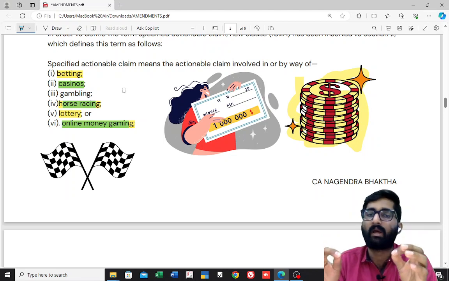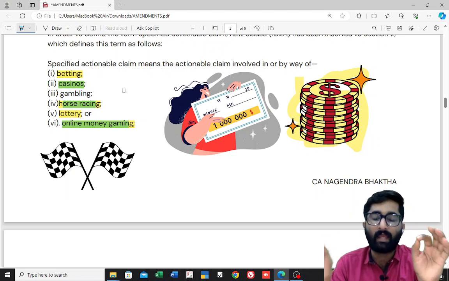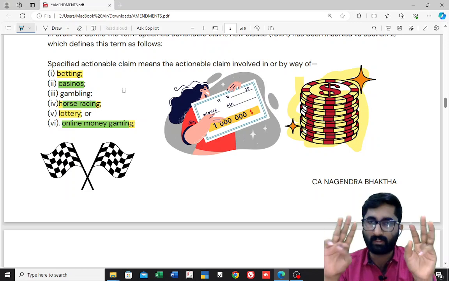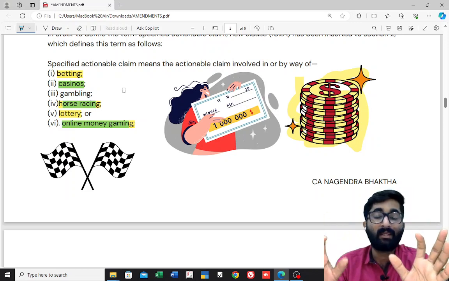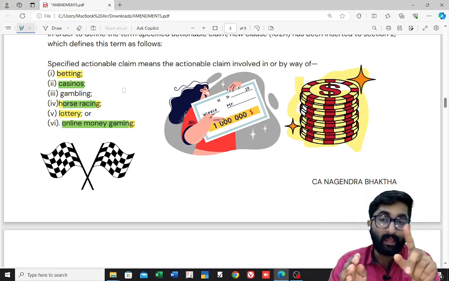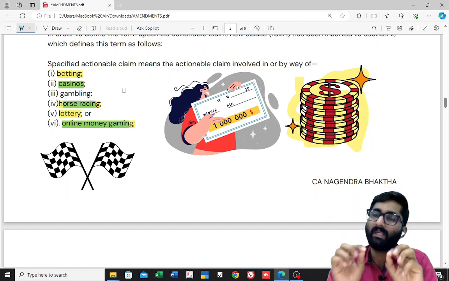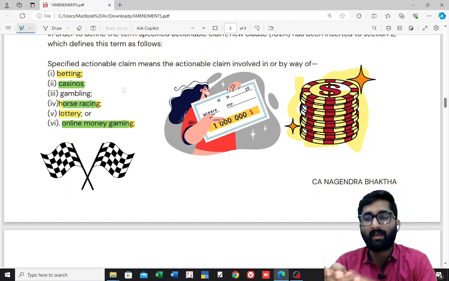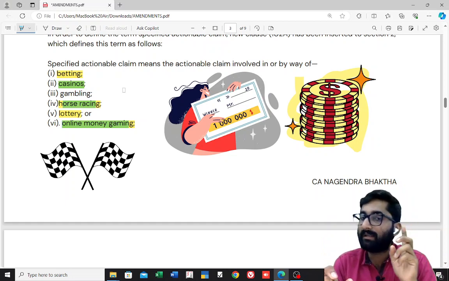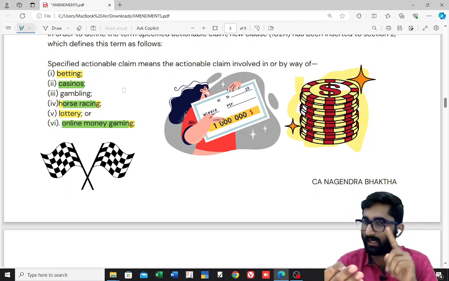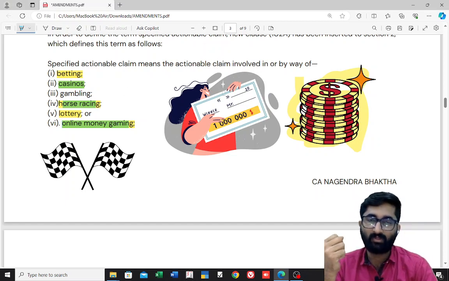So this is the first amendment which has happened in entry number 6 of schedule number 3. So in actionable claims there is some amendment. It is not just betting, gambling and lottery. This time it has added casinos, horse racing and online money gaming as well. So this is the first amendment.